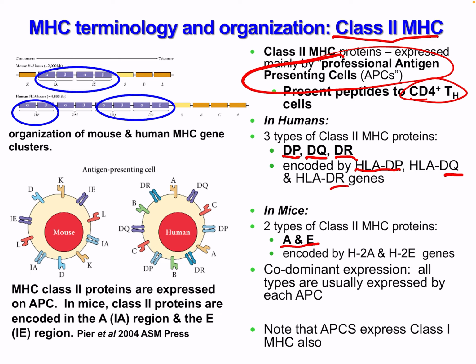In mice, there's A and E. So a difference here, unlike MHC1, is that there are 3 in humans and 2 in mice. There's co-dominant expression, so all types are usually expressed by each APC. Each APC will present DQ, DP, and DR. And we note that antigen-presenting cells express class 1 also. So antigen-presenting cells are not only MHC2, they have both.